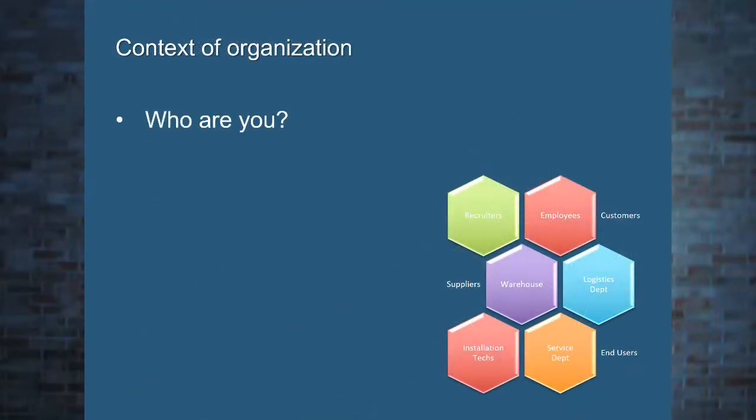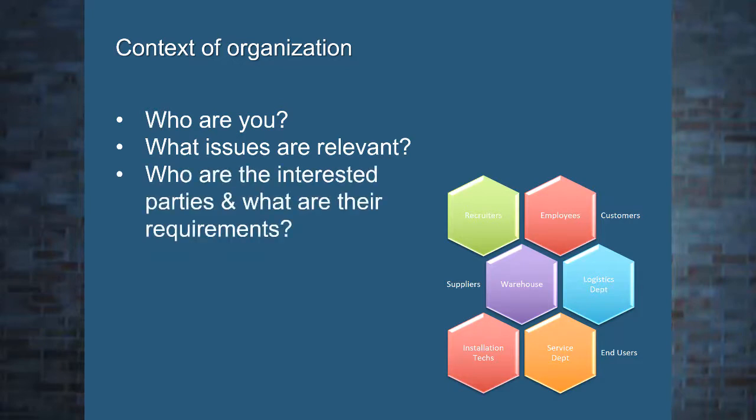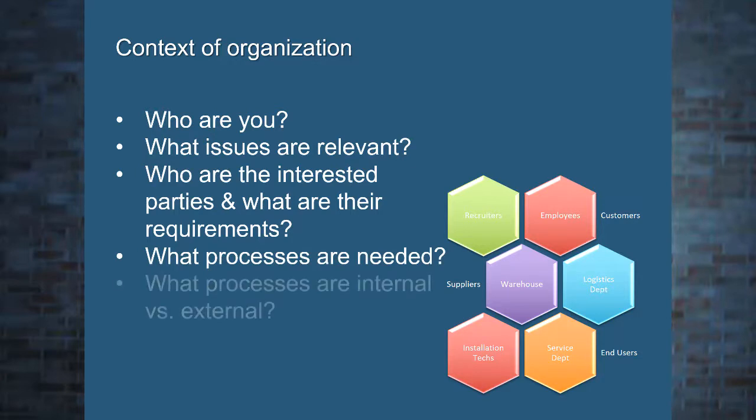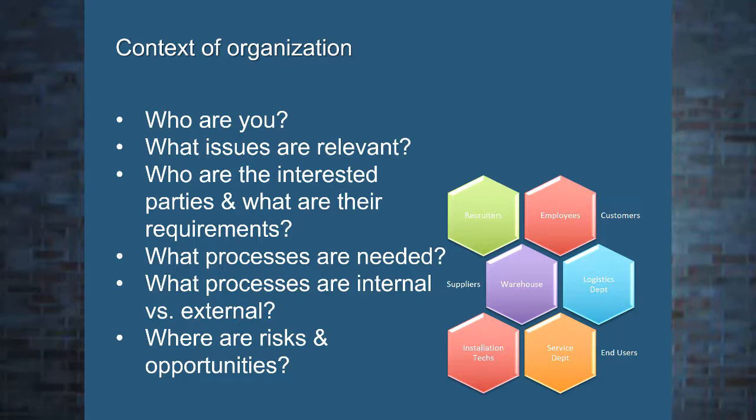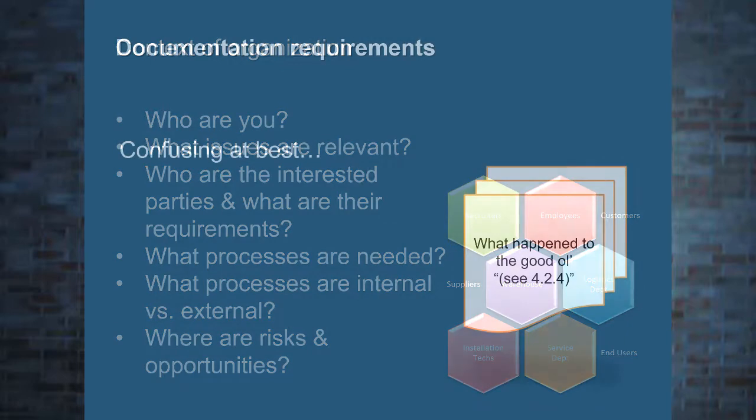So again, context of the organization. This is just my little cheat sheet for you to hopefully clarify this point. Who are you? What issues are relevant? Who are the interested parties, and what are their requirements? What processes are needed? What processes are internal versus external? What are the risks and what are the opportunities with regard to the context of your organization? All of the pieces of your organization, what are they? What are the risks? What are internal versus external? Hopefully this slide will help you in being a bit more clear on what the standard's requiring there.